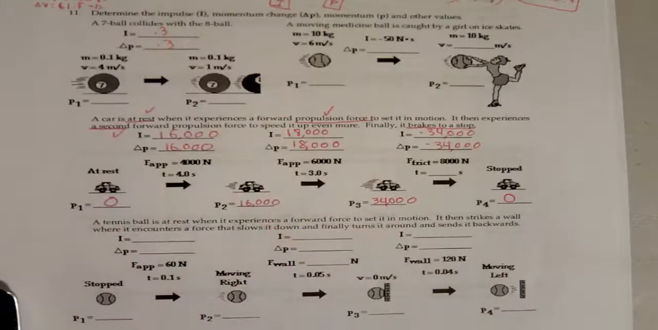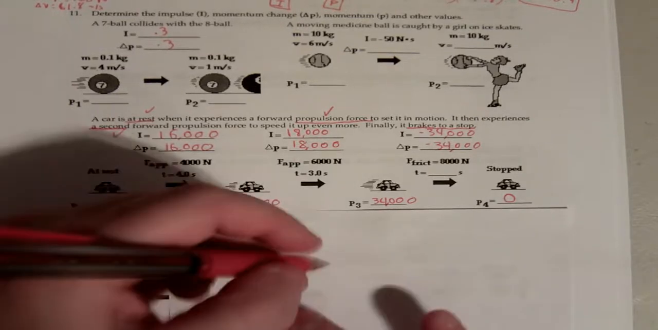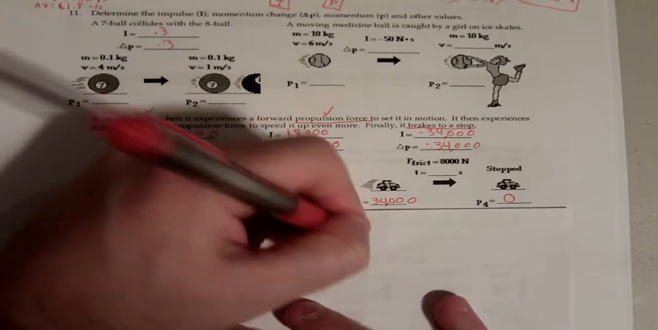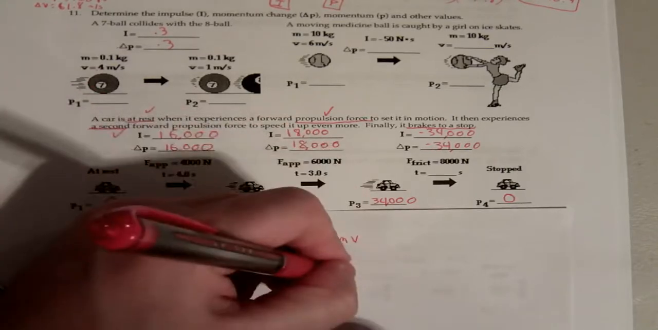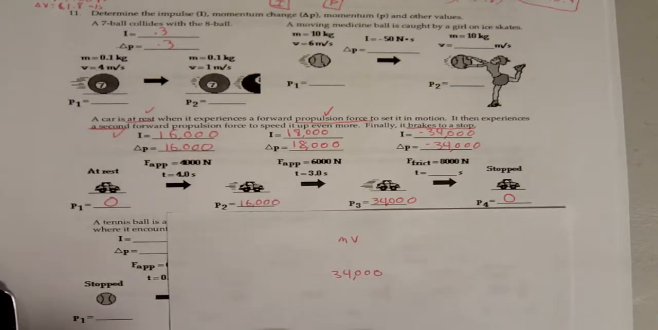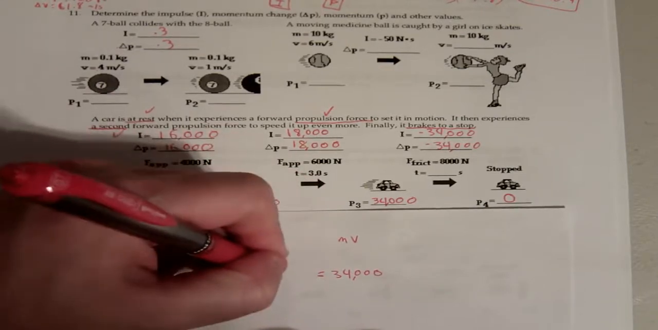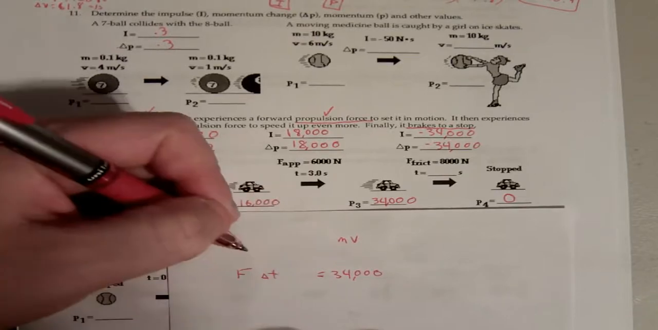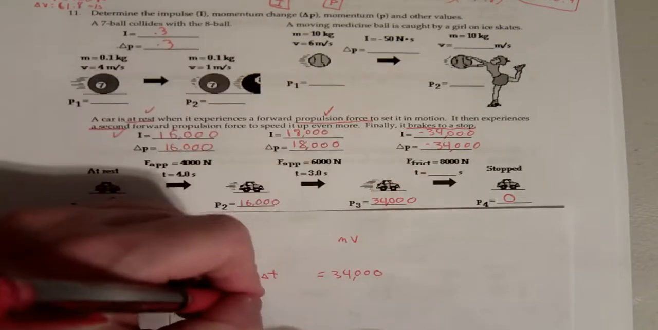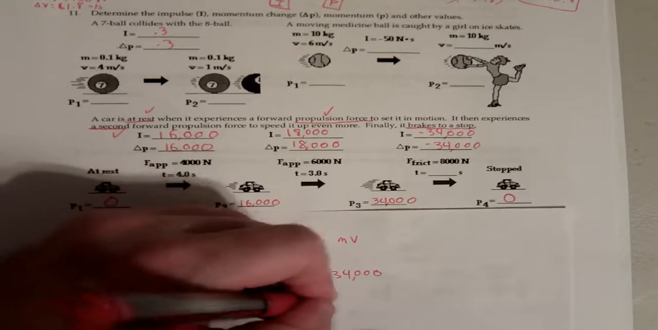So how do we find the time? How do we find the time? Well, we know that momentum is mass times velocity. Our current momentum is 34,000, right? That equals our force times our change in time. Well, what do we have? Do we have time? No. Do we have force? Yes. So we've got 8,000 times change in time is 34,000.